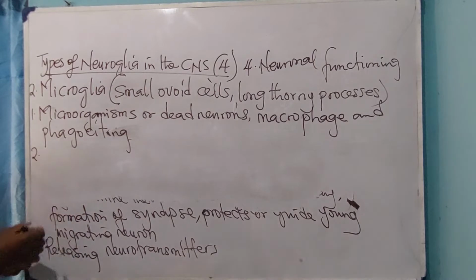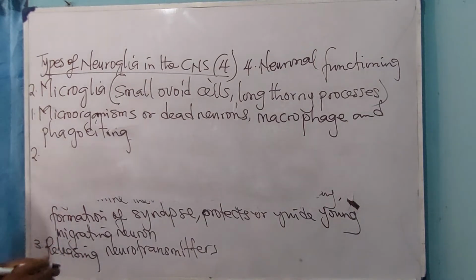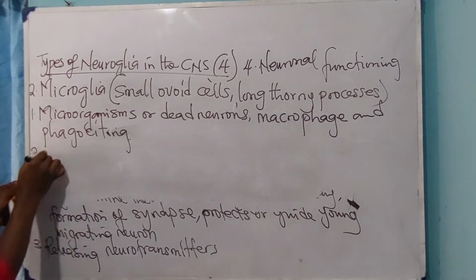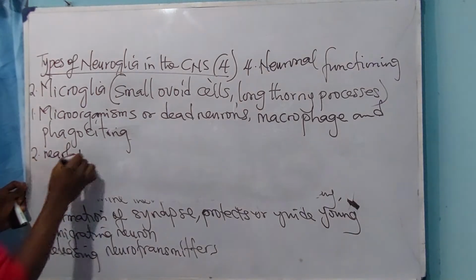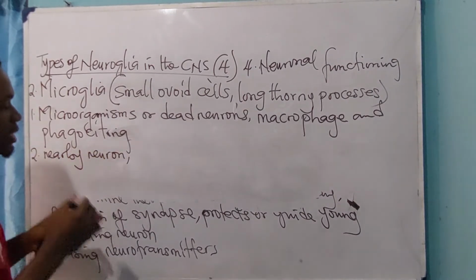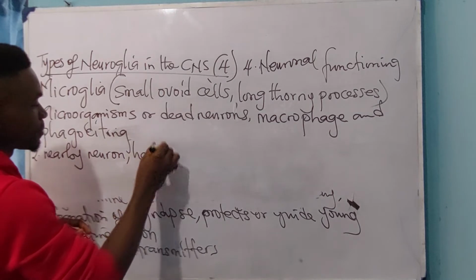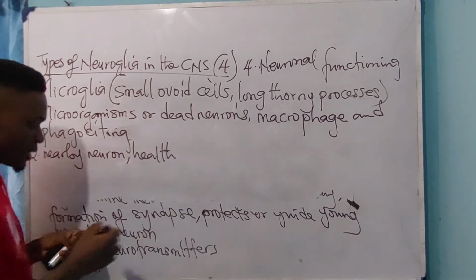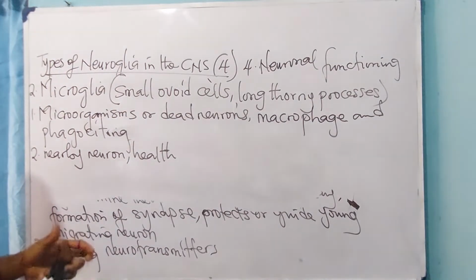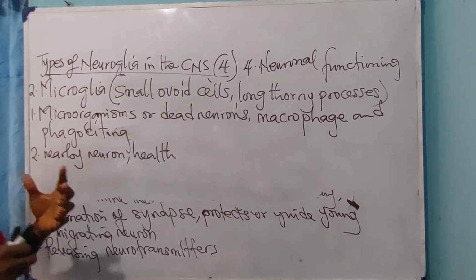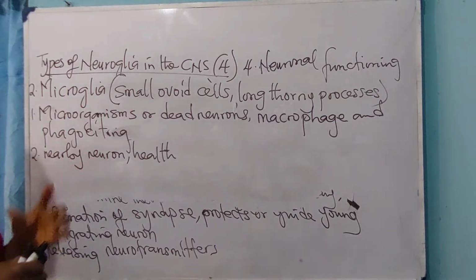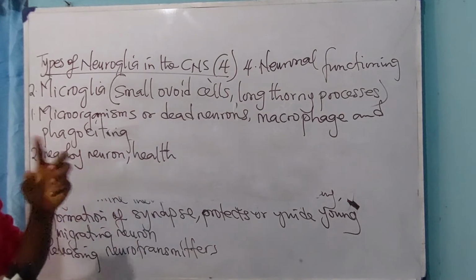Then two, they are in close contact with nearby neurons. All right, they are in close contact with what? Nearby neurons. What do they do? They monitor the health of these neurons.